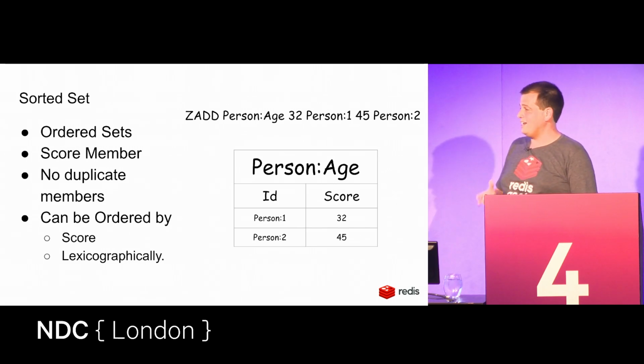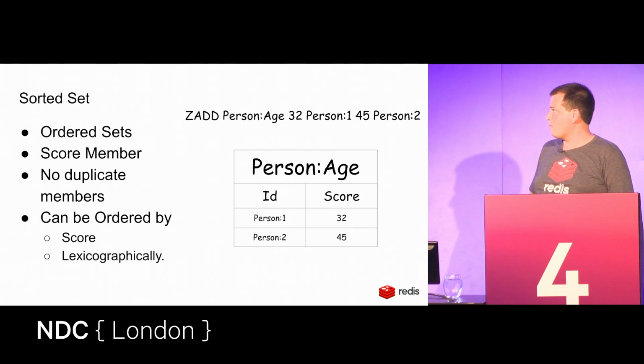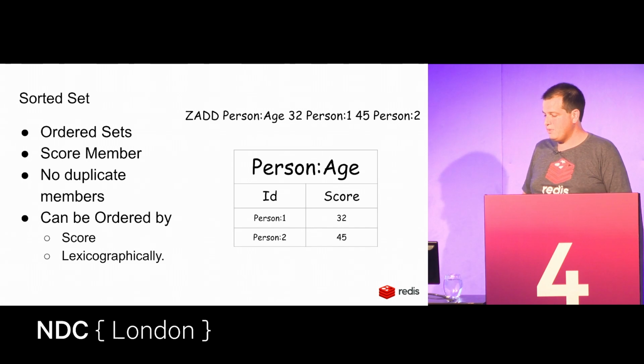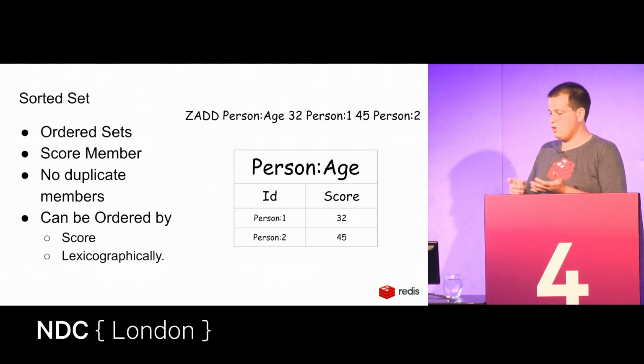Sorted sets are kind of like your sets, except they're actually ordered. So you provide a score for every member of the set that you're inserting. The example I give here is an age sorted set. So I could do a ZADD person:age 32 person:1, and then 45 for person:2. This still doesn't allow duplicate members, so you can update them. And you can order them either by score, by rank, or lexicographically.